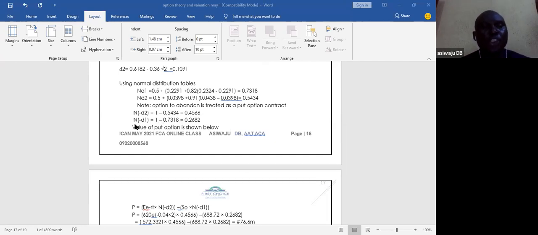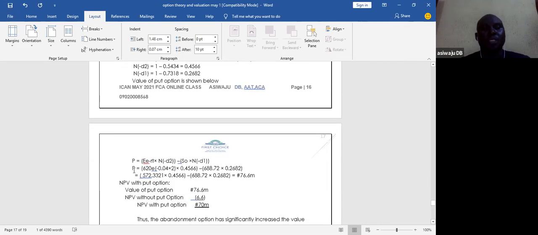And to compute your N(-D1) is simply 1 minus ND1. So 1 minus ND1 will give you 0.2682. Once you have this computation, you can now value your put option contract.